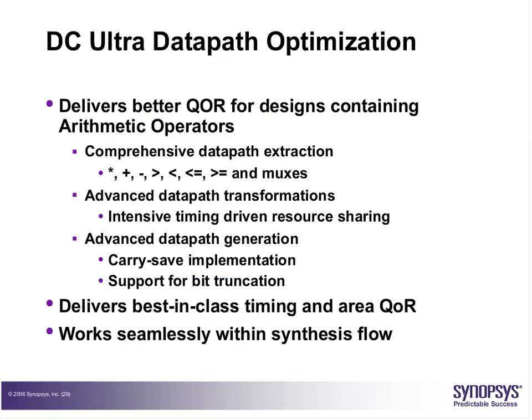Okay, now let's look at DC Ultra data path optimization. Compile ultra, compared to the compile command, delivers a better QoR for designs containing arithmetic operators. It has comprehensive data path extraction: multiplication, addition, subtraction, comparators, muxes. It employs timing driven resource sharing, and has support for carry save implementation and bit truncation. You will see examples of this. The best thing is that you don't have to do anything. Compile Ultra does everything for you. You just have to see what it actually does.